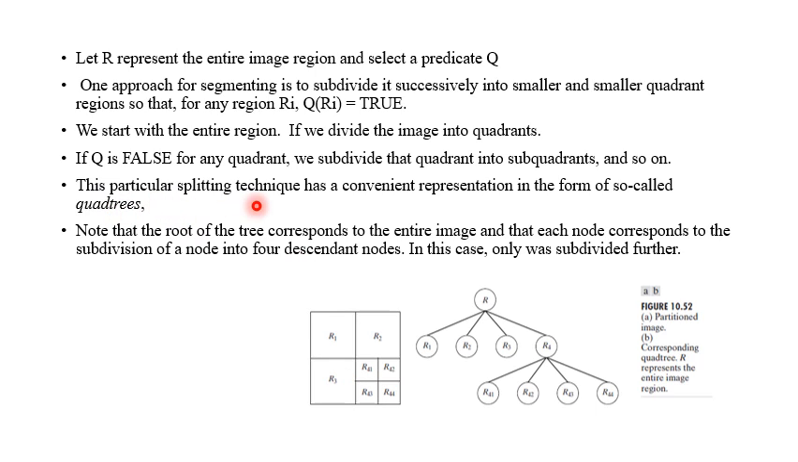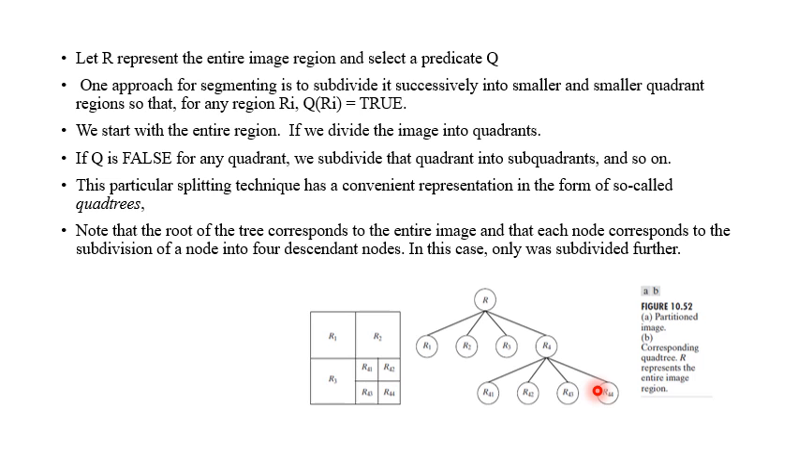This splitting technique has a convenient representation, which I have already told you, in the form of a quad tree. We should understand that the root of the tree corresponds to the entire image. The root here is R, and each node corresponds to the subdivision of that node into descendant nodes. R4 is the node for which again I am subdividing into 4 subnodes. So this is how we go for region splitting.